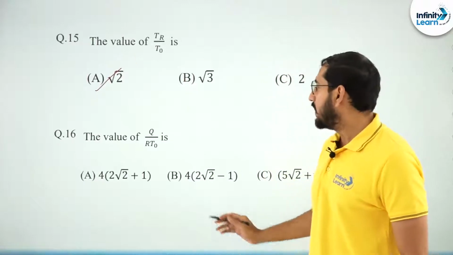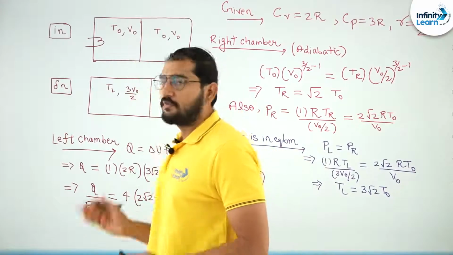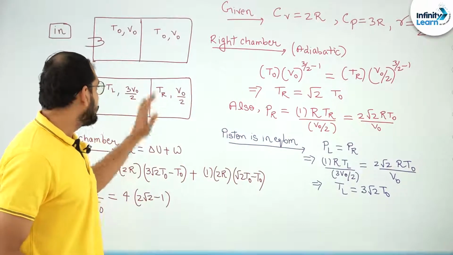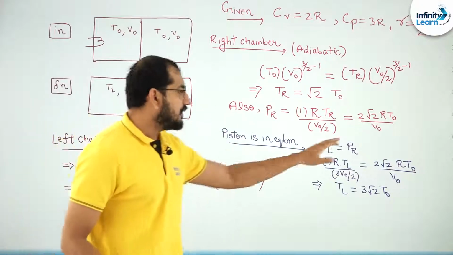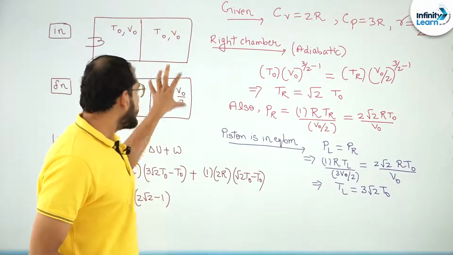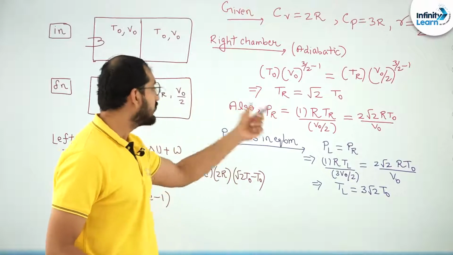Now moving on to the next part. It is also given that this piston is moving very slowly. That would mean that at every point of time the pressure on the left and right are equal, right? So what I have done here, in the right side chamber I have applied PV equal to nRT to get the pressure on the right side of the chamber.